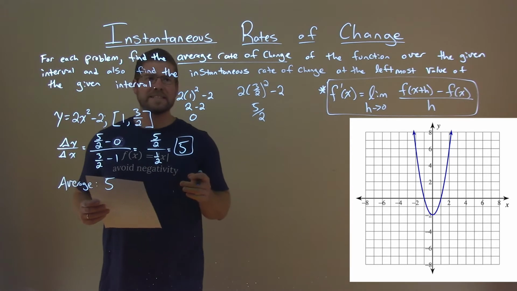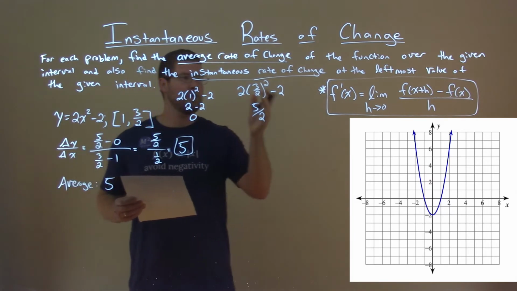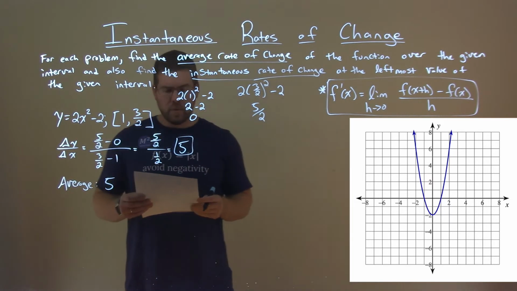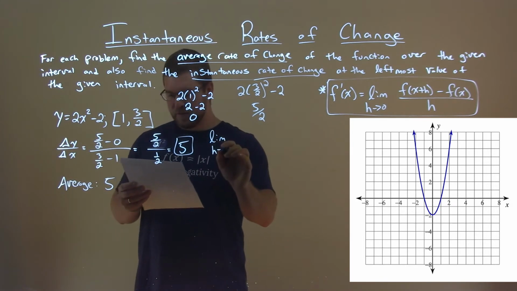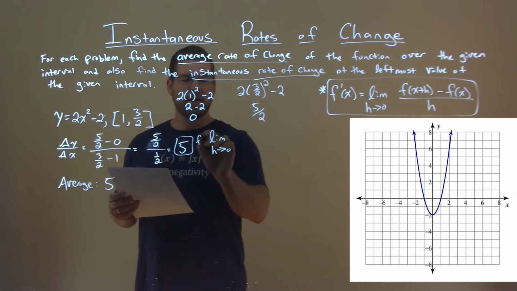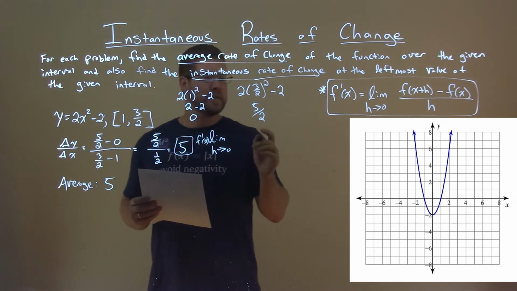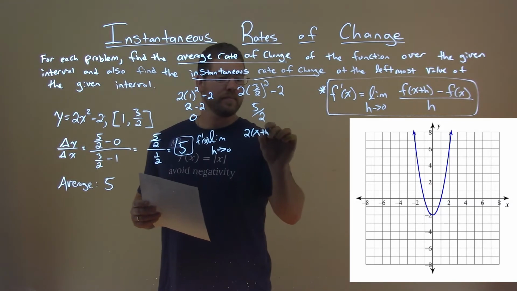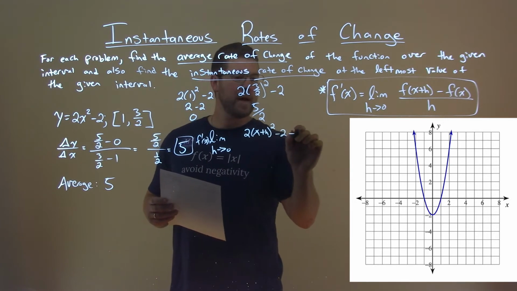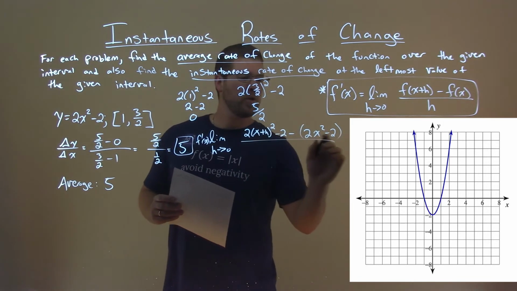But we also want to find the instantaneous rate of change right here. Well, to do that, we have to use our definition of the limit. So what we're going to do is take the limit as h approaches 0 to find f prime of x. Instead of an x, put an x plus h in, squared, minus 2, minus our 2x squared minus 2, like that, all over our h value.